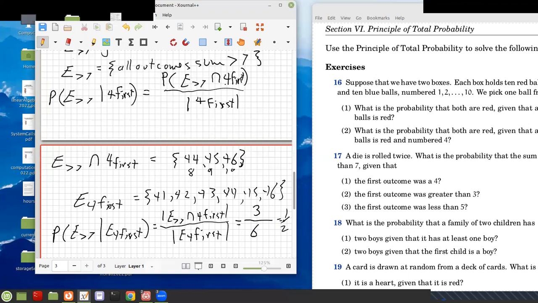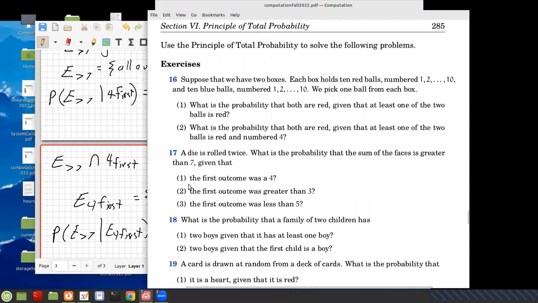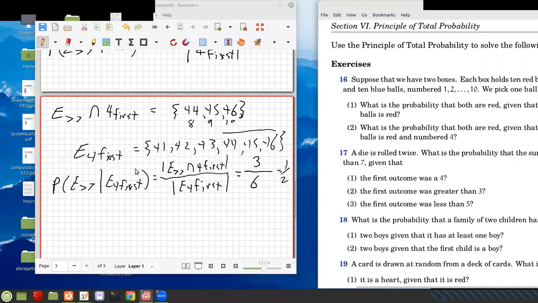So half the time, and you can see that from this here, if you know that a 4 first has occurred, these are the possible things you're looking at, and half of them have the sum greater than 7 and half are less. So that is, the first outcome was greater than a 4. And so we can just do the explicit counting.